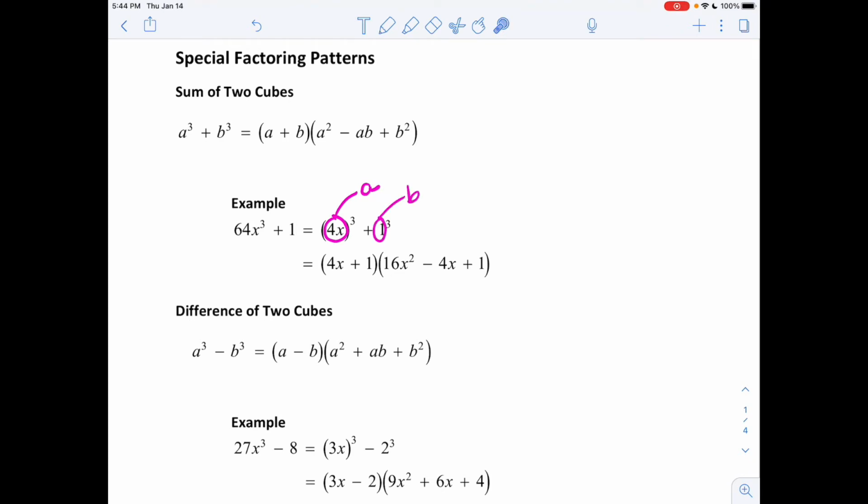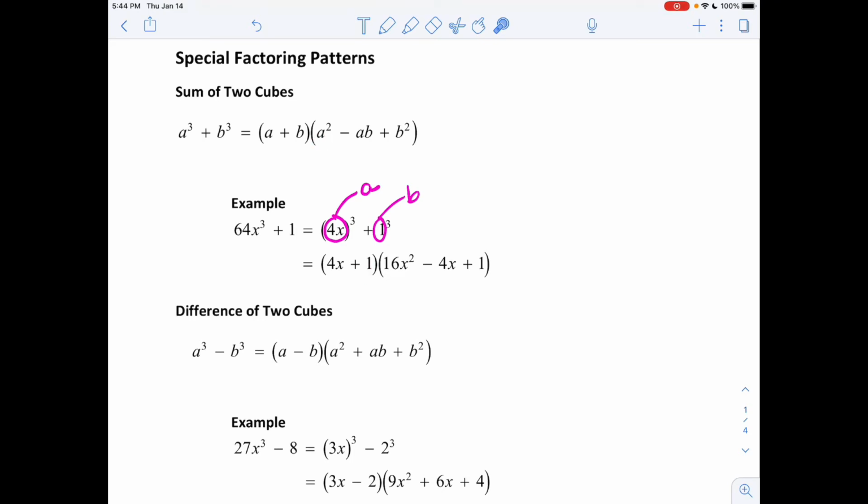So everywhere that I see an a here, I'm going to plug in 4x. Every time that I see a b here, I'm going to plug in a 1. So let's see what that looks like. The first thing is an a, I put in a 4x. Next is plus b, so plus 1.